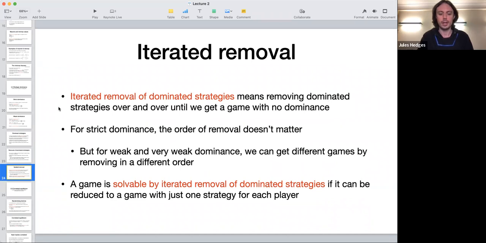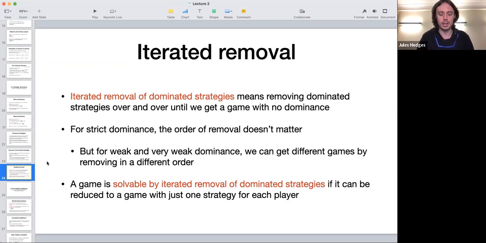Okay, there's a loosely called algorithm called iterated removal of dominated strategies, which basically means we take a game and we keep deleting dominated strategies, usually strictly dominated, over and over again, until we get a game in which there are no dominated strategies. It turns out, slightly magically, that for strictly dominated strategies, the order in which we delete dominated strategies doesn't actually matter. We're always going to end up with the same reduced game. For weak and very weak dominance, it's more subtle. By making different choices, we can end up with different games.